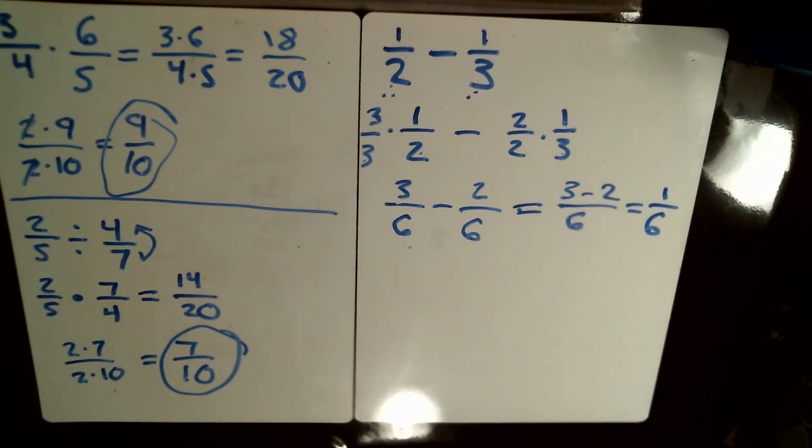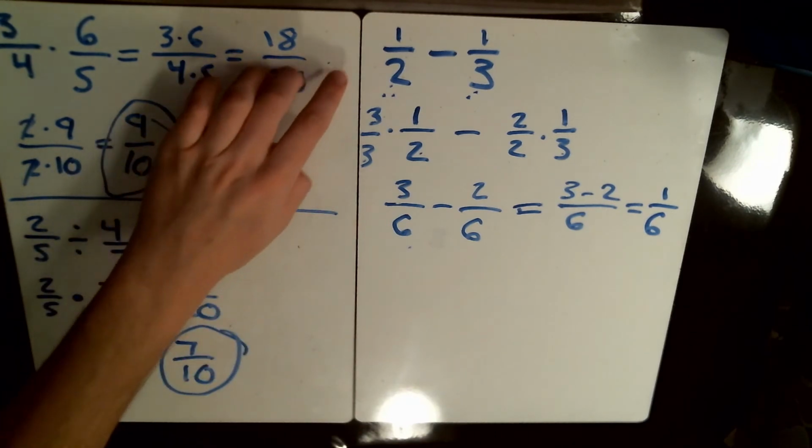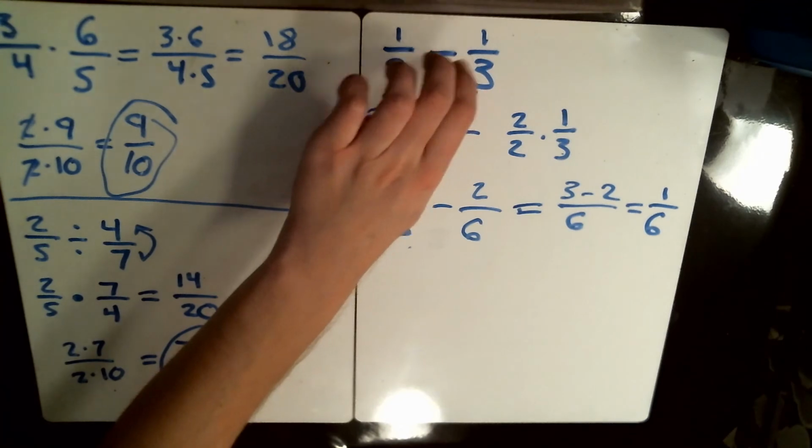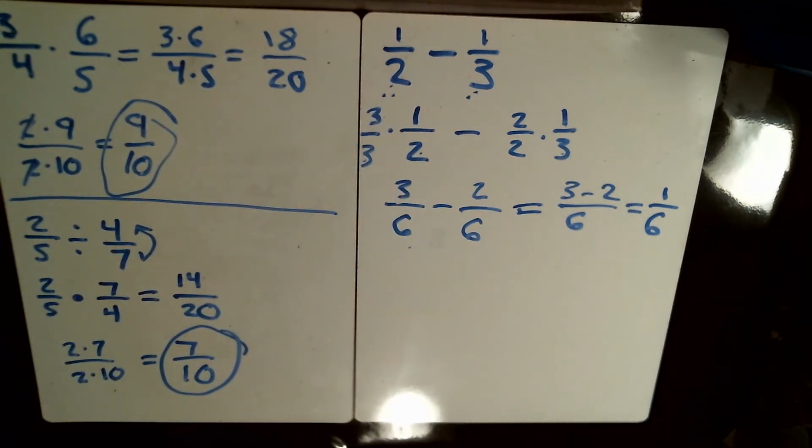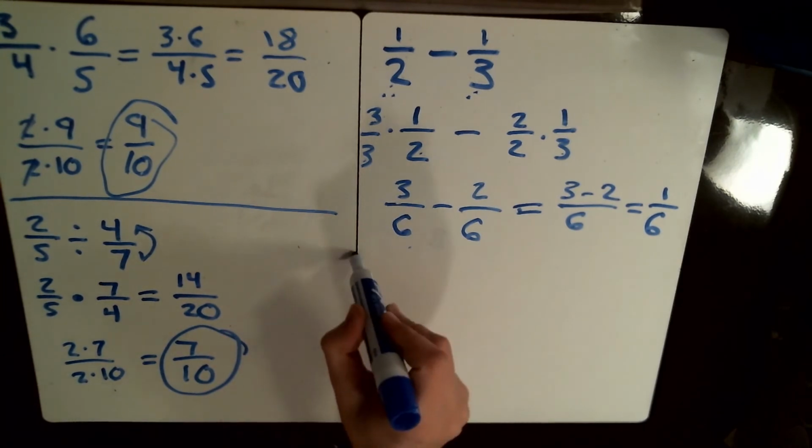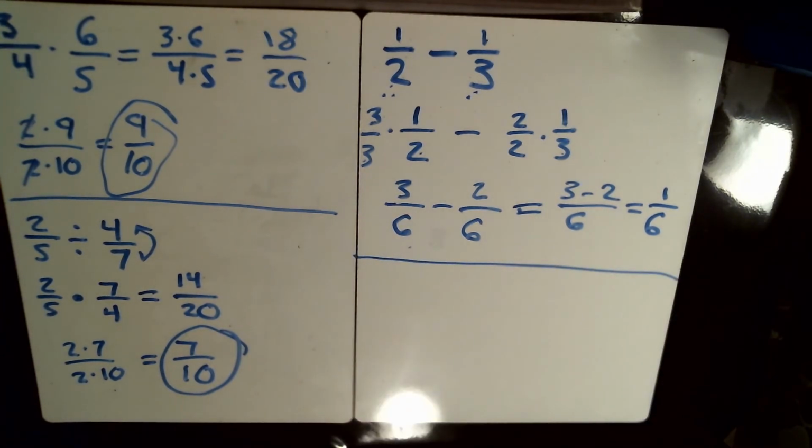Okay. So when you are subtracting fractions, your goal is to make the denominators the same so that then you just subtract the tops from each other. Okay? Let's try another example here.